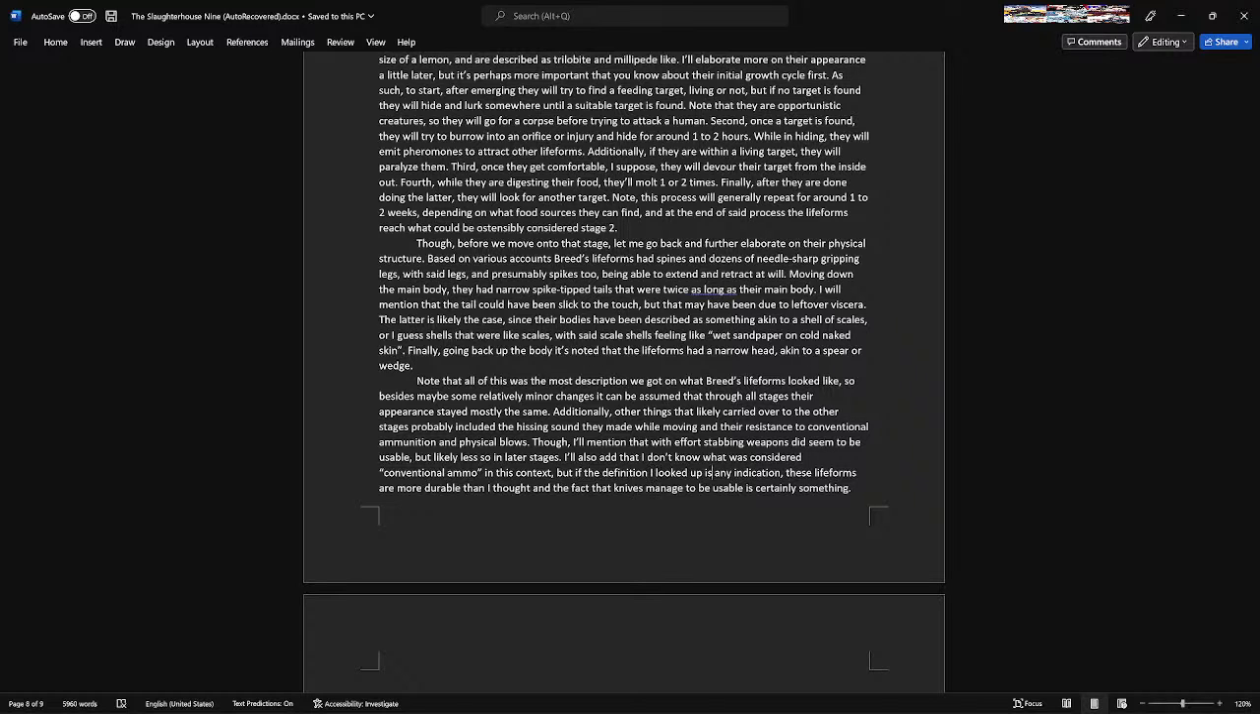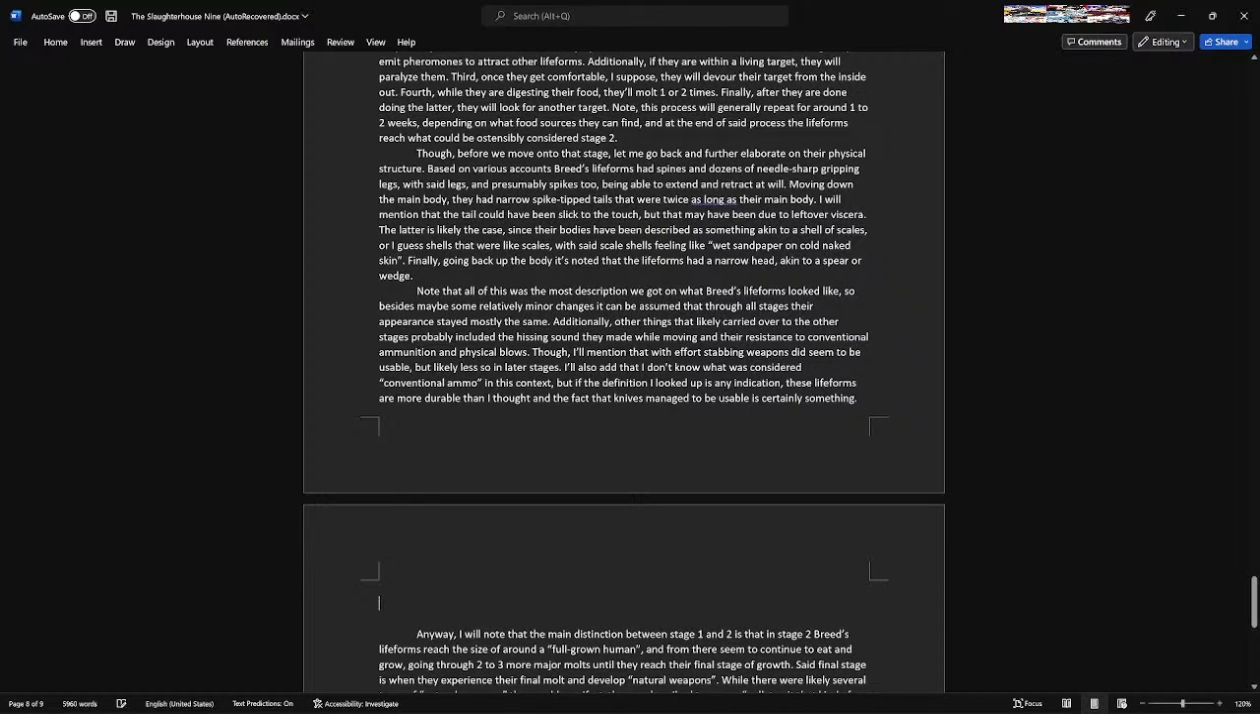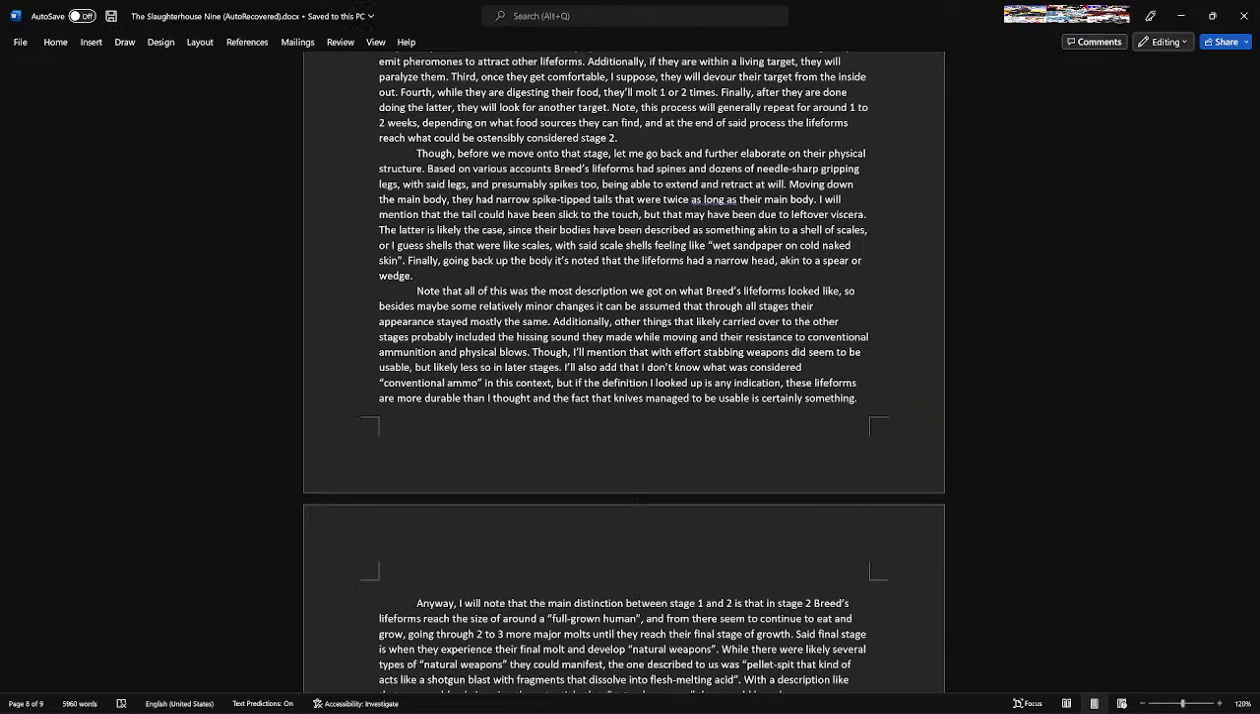But if the definition I looked up is any indication, these life forms are more durable than I thought, and the fact that knives managed to be usable is certainly something.